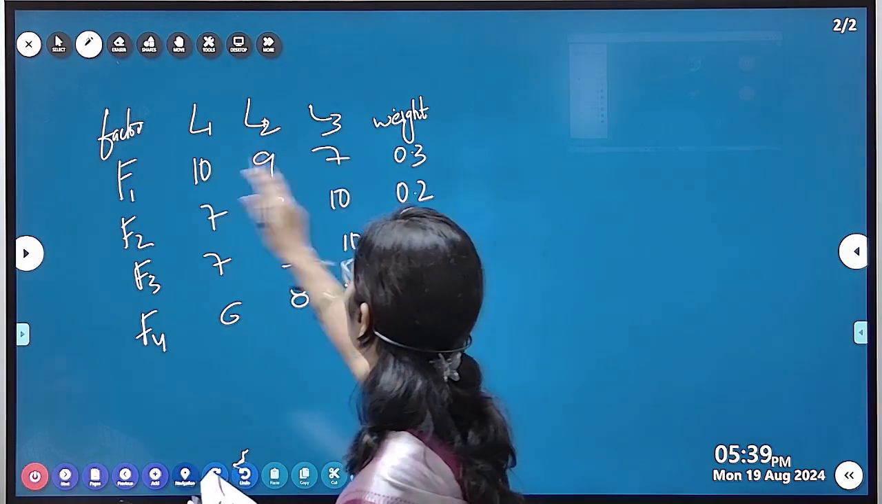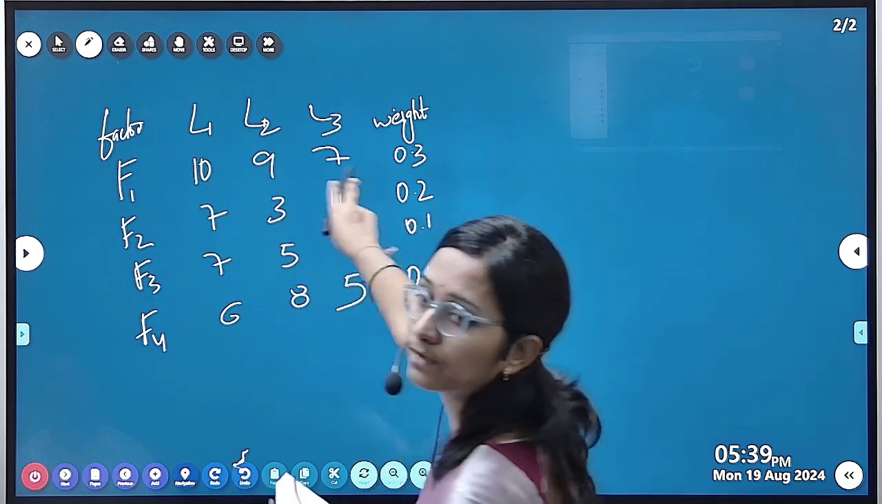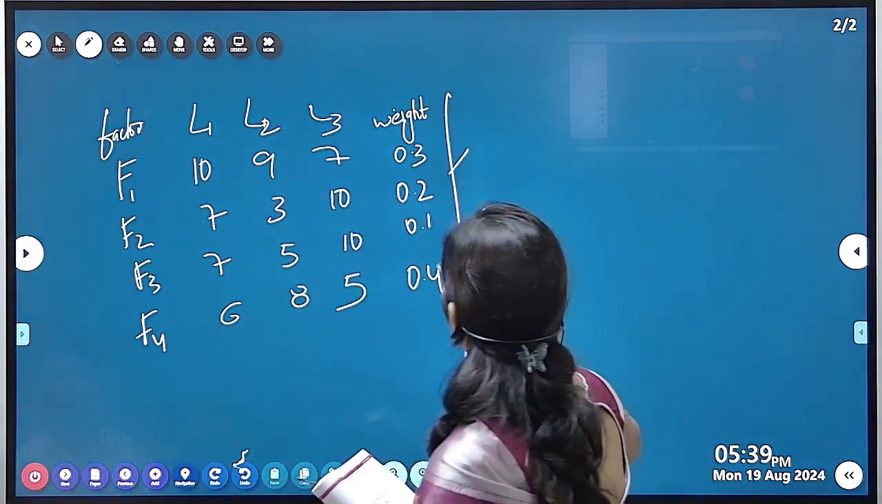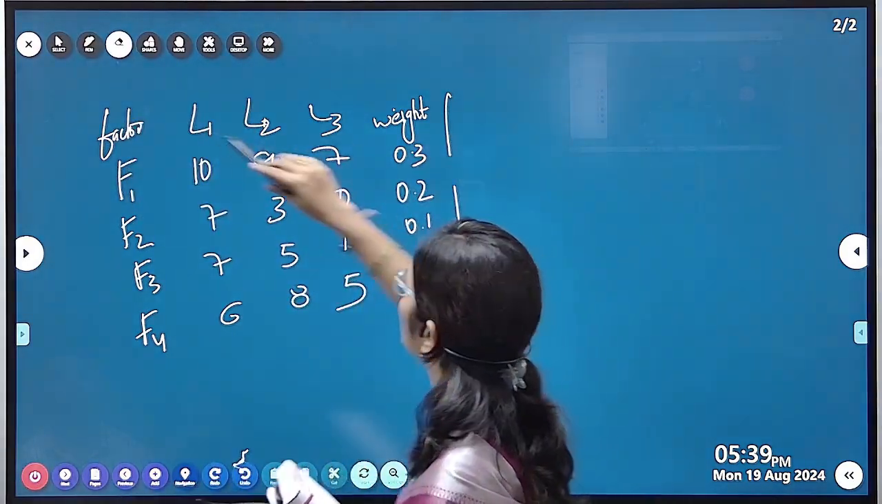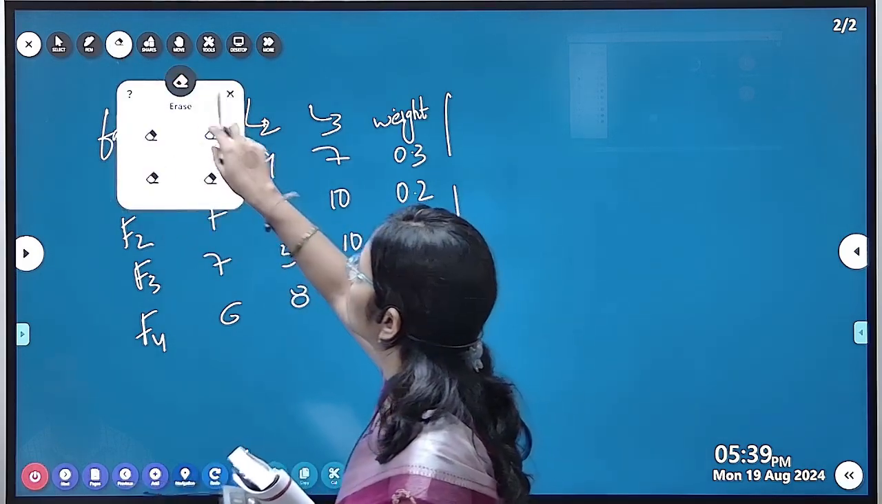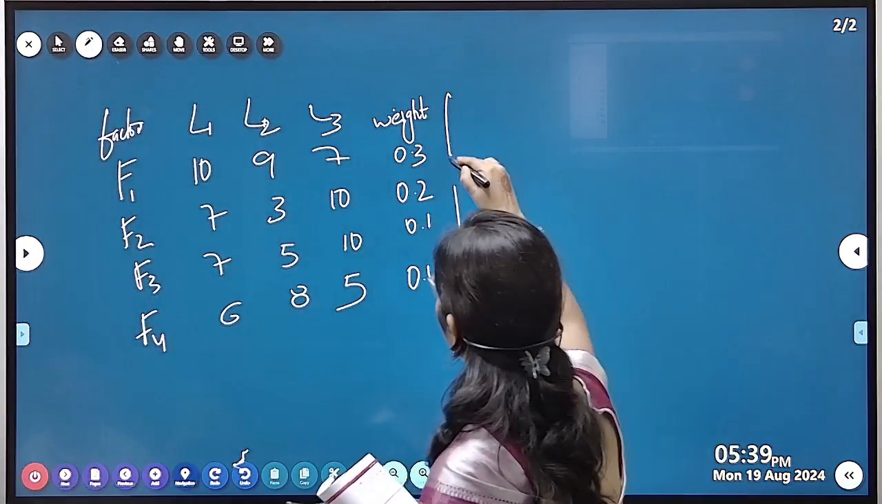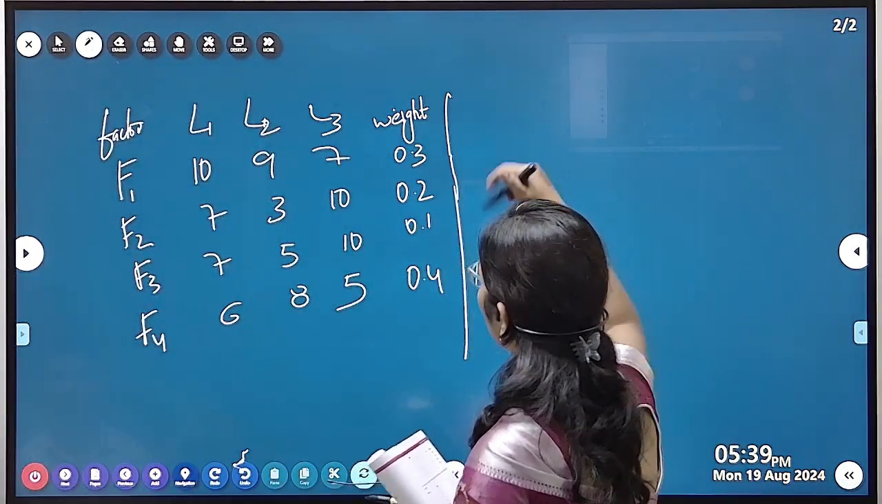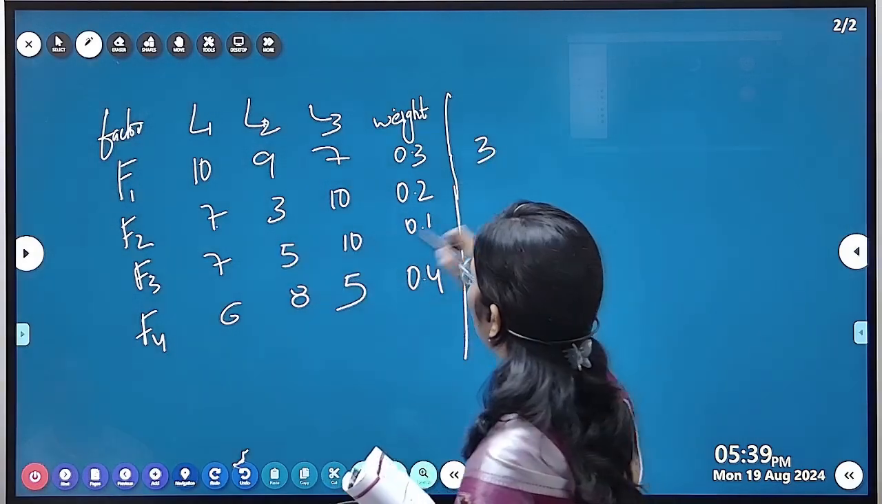So this weight is multiplied with every L1, L2 and L3. So what will you get, tell me? Tell me, answer. So 0.3 into 10, 0.2 into 7.